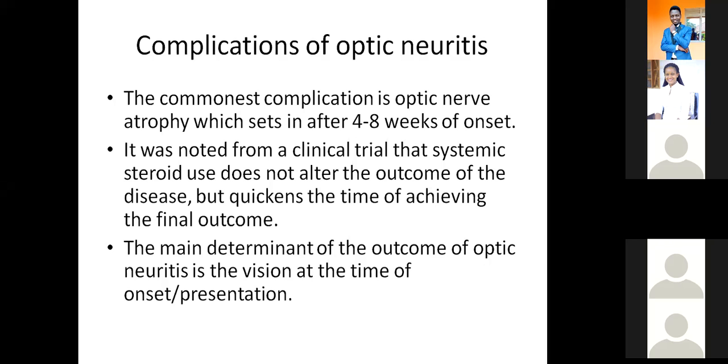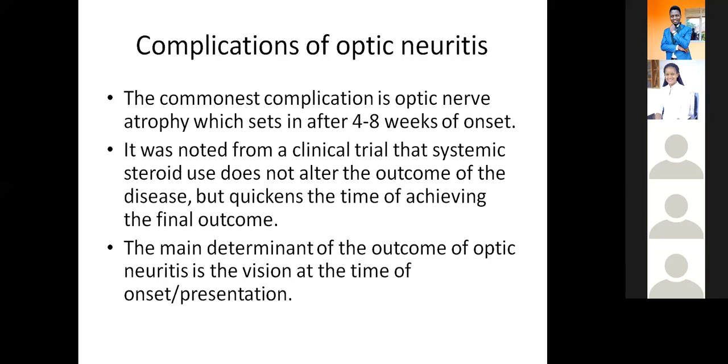There were a lot of clinical trials that were done on multiple sclerosis and the use of systemic steroid, and it was shown that the steroid does not alter the outcome of the disease, but the only thing the steroid will do is to hasten the time of the outcome. So if you are supposed to become blind and get optic atrophy, steroid will make it faster. If you are supposed to recover fully, steroid will make you recover faster. That's what we mean by hastening the outcome.